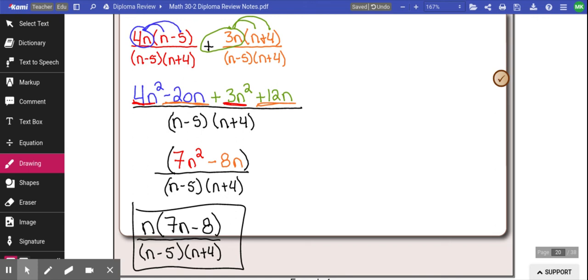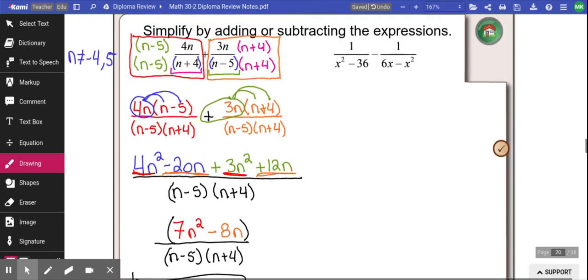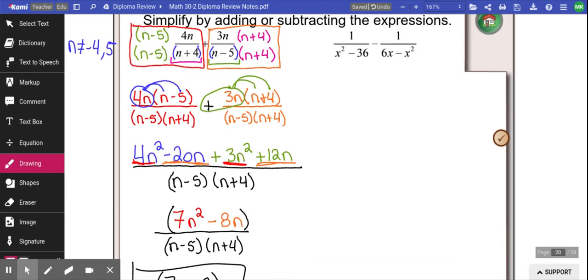Adding and subtracting is much harder than multiplying and dividing. All right, let's try a subtraction question. First step is factor. Every single time.